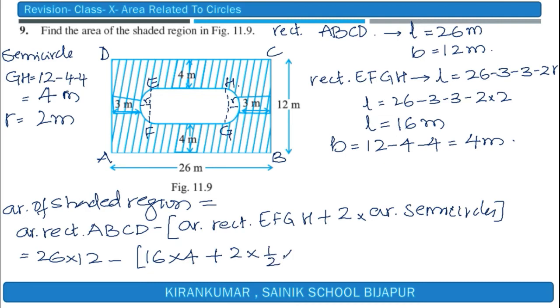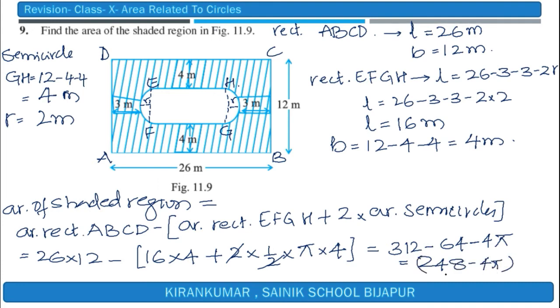So it is half into pi r square. Pi value I'll retain as it is, into r square is the radius square, that becomes 4. So 2 and 2 will get cancelled. We'll be getting the result as 312 minus 64 minus 4 pi. So 312 minus 64 will be 248 minus 4 pi times meter square. So the area of the shaded portion is 248 minus 4 pi meter square.